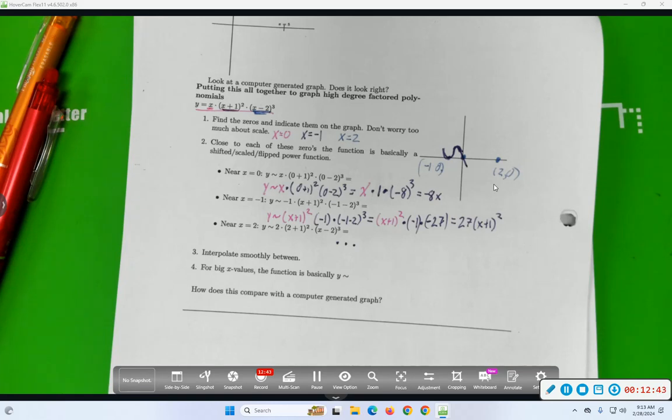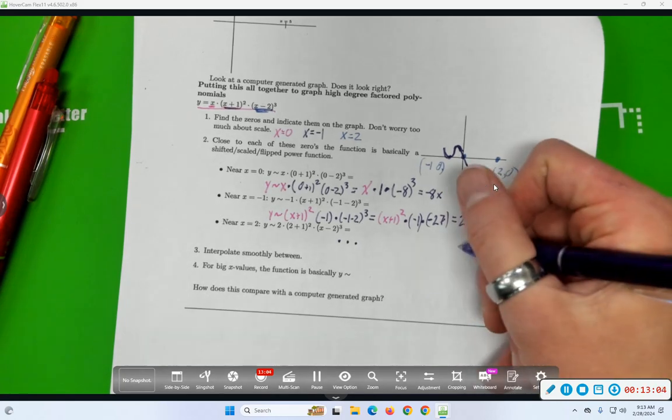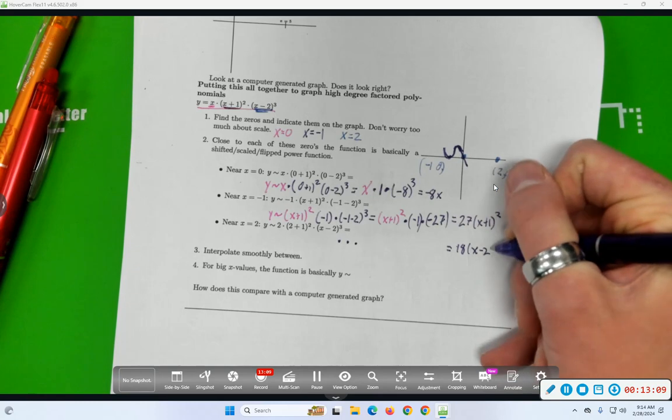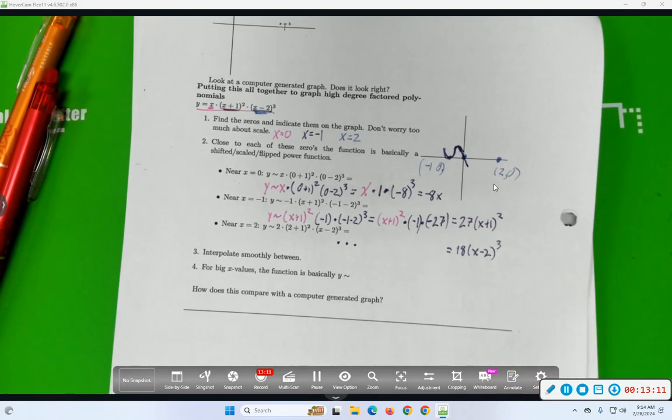Cool. So close to x equals 2, what should I wind up with? 18 times x minus 2 squared. Cubed? Did you say cubed? Well, whatever, it should be cubed. Oh, cool, that's another thing that's easy to graph. It'll be like x cubed, but then stretched by a factor of 18.